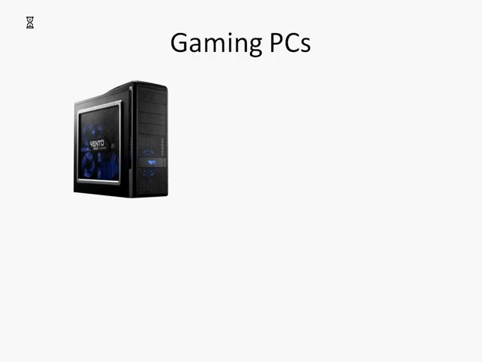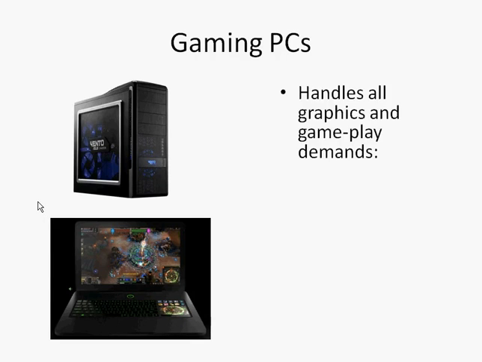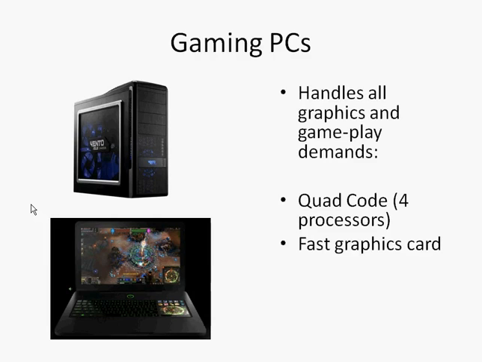As well as consoles, there are also gaming PCs. They might look a bit flasher than normal PCs, and there are special gaming laptops, such as the Razer Blade, which has the game on the touchpad as well as on the screen. Gaming PCs and laptops tend to be more powerful than normal computers. They handle all the graphics and gameplay demands that games have. They might have better hardware, like quad-core processors, so that means four processors, faster graphics cards, and large amounts of memory, up to 24 megabytes of RAM.